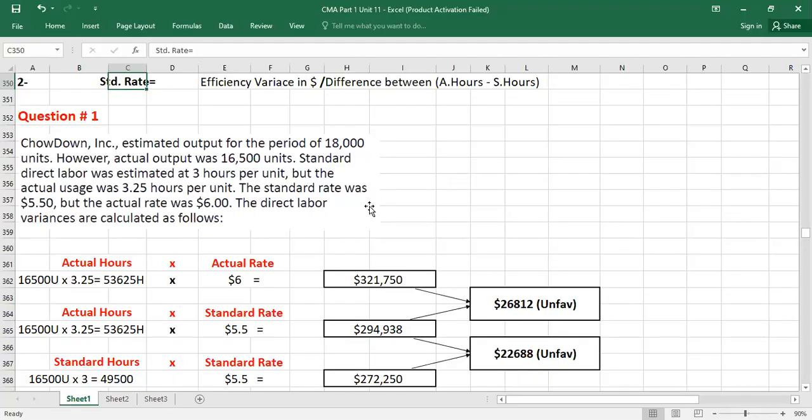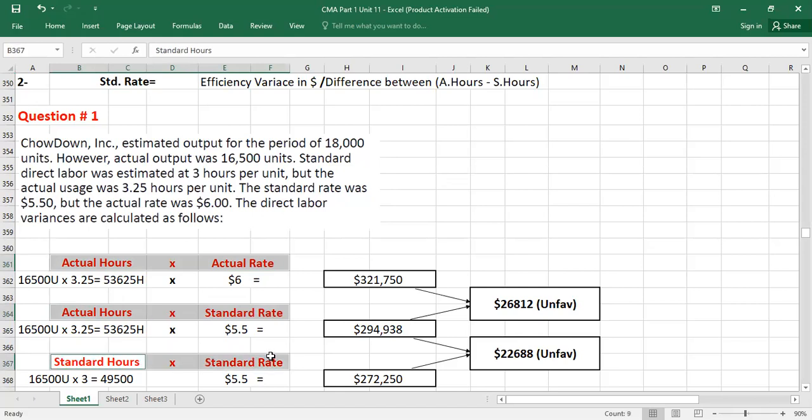To calculate both variances, we first need to draw the three lines we have just learned. So actual hours multiplied by actual rate, then actual hours multiplied by standard rate, and then standard hours multiplied by standard rate.